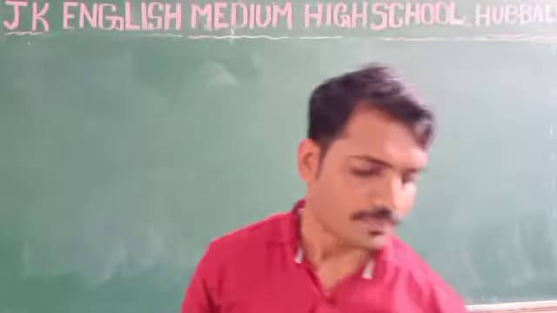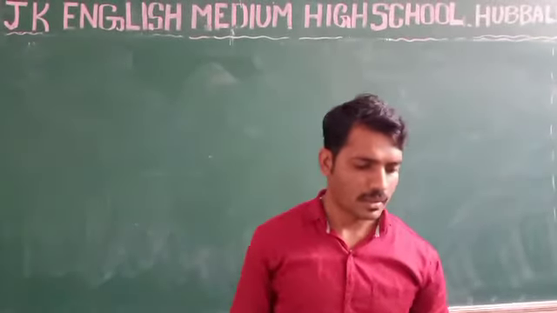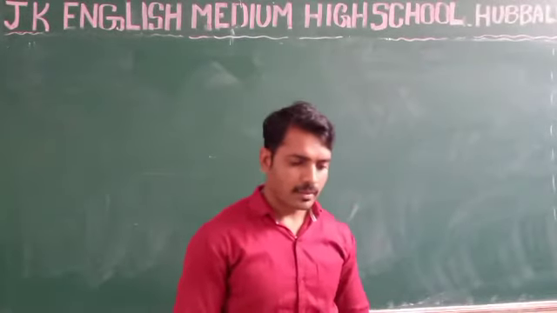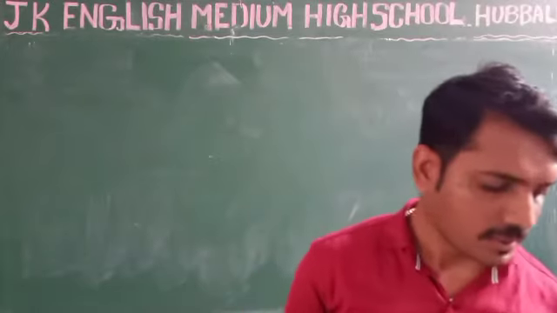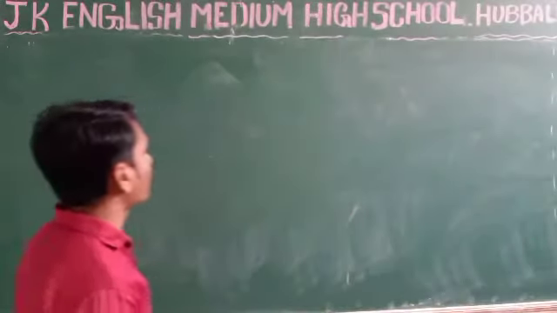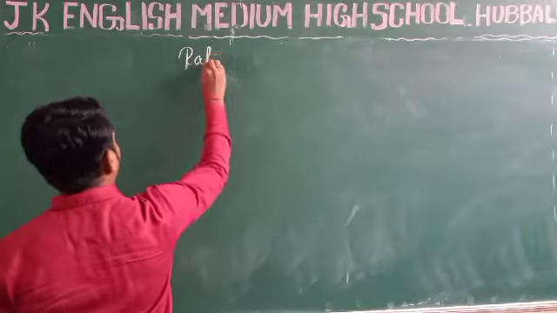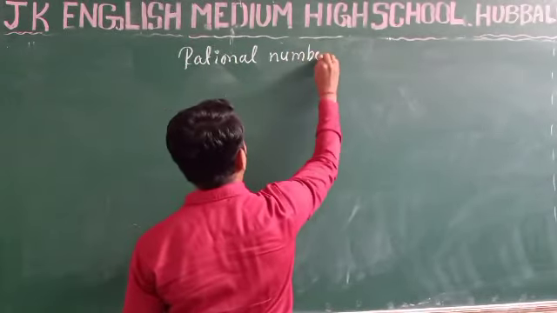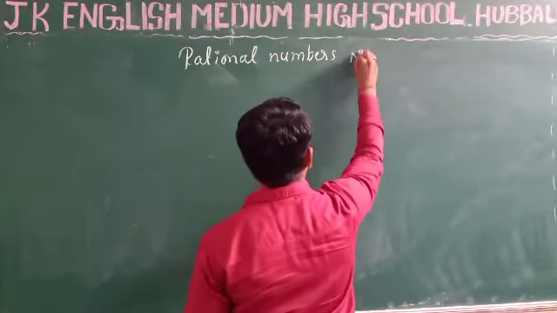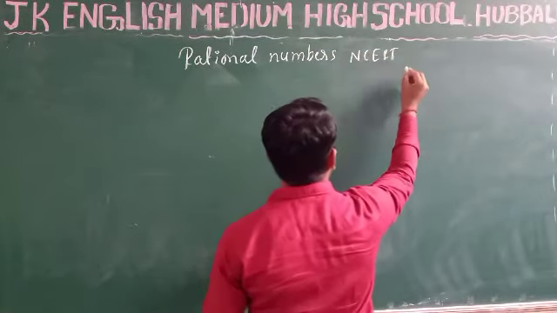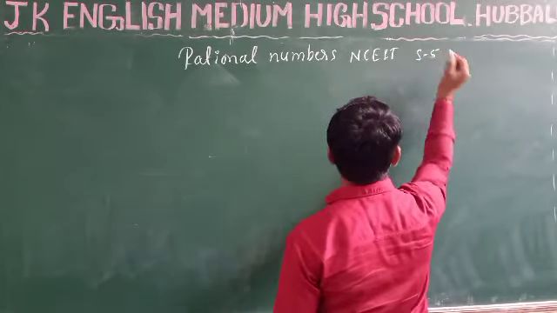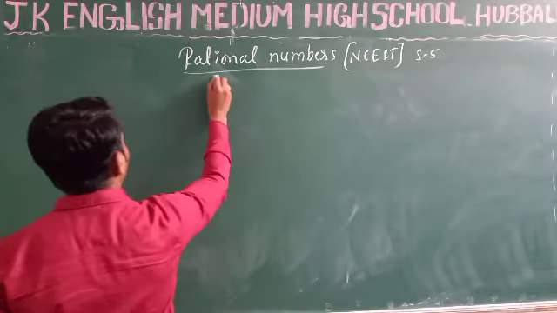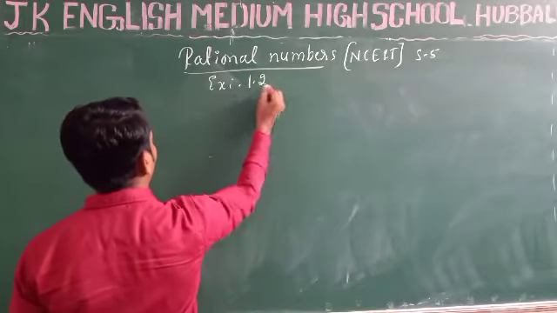Already we have learned exercise 1.1 and exercise 1.2 up to the 5th main. So today I am going to solve the second question from the 5th main. Okay. The topic is rational numbers, NCERT, Exercise 1.2.